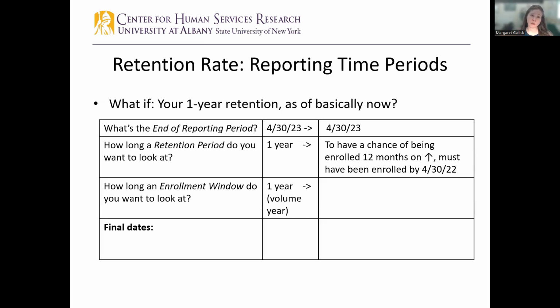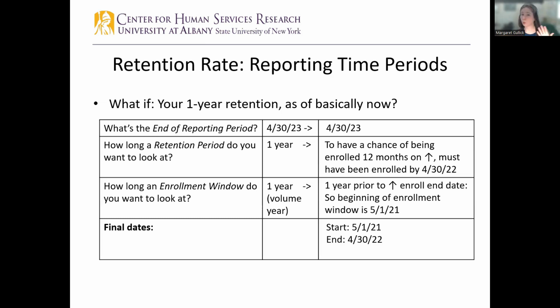And we're going to look at a volume year for enrollment. So we go back another year to figure out the start point. All right, so another year back from 4/30/22 is 4/30/21 plus 1 day to make it a nice calendar year, so 5/1/21. So our final dates, what we're going to type into the MIS, 5/1/21 to 4/30/22. So this is the sort of working backwards.